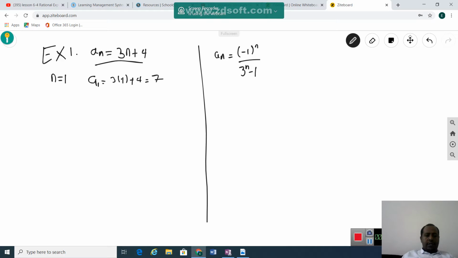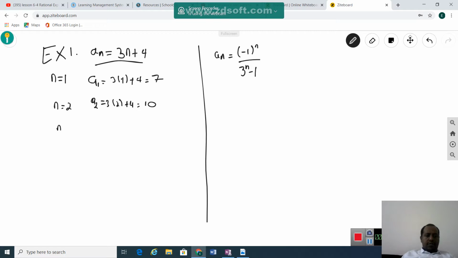To find the second term, again I need to plug in n equal to 2. So a sub 2 is equal to 3 times 2 plus 4. This will be 3 times 2 is 6, 6 plus 4 is 10. This is the second term of the sequence given by 3n plus 4.